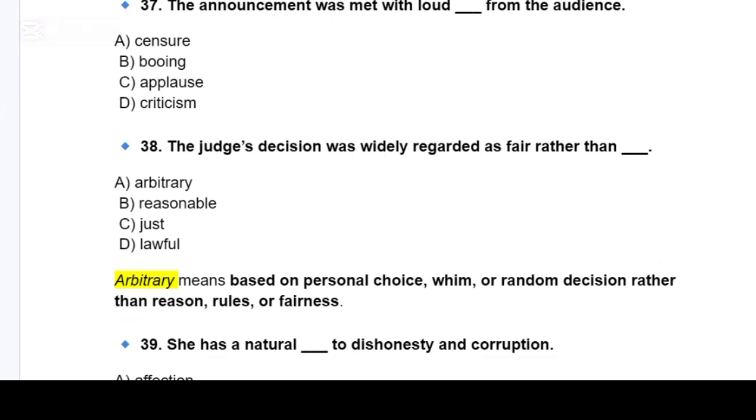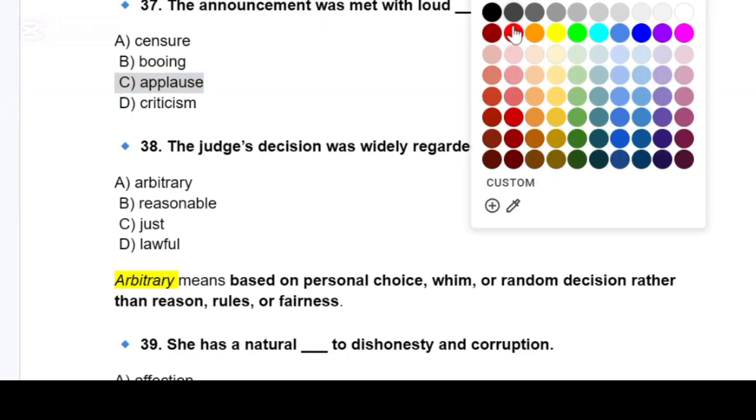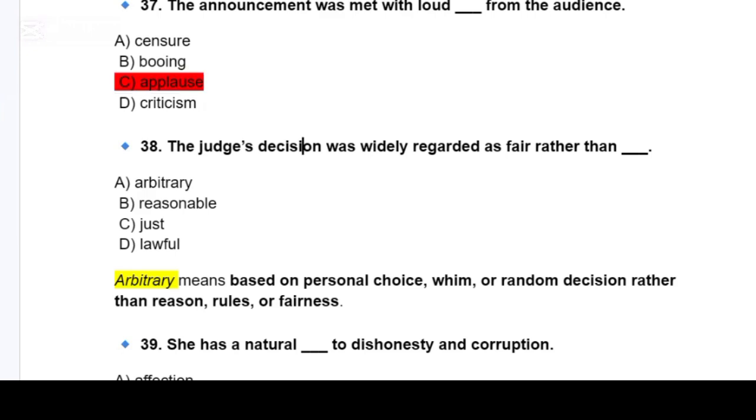The announcement was met with loud dash from the audience. There was an announcement, and that announcement was met with loud censure, booing, applause, or criticism. Obviously, applause. Booing also has the same meaning as censure and criticism.